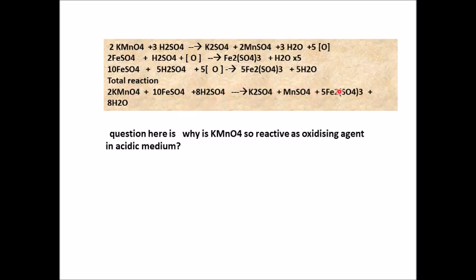You will get 5 Fe2(SO4)3. Okay, it should have been 5 Fe2(SO4)3 and 5 water in the second reaction with 3 water in the above reaction, that makes it 8 water total. So now the question is, why is KMnO4 so active as an oxidizing agent in acidic medium?